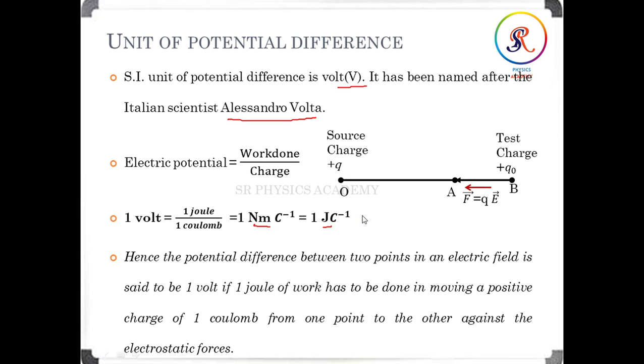In words, how do we write it? The potential difference between 2 points in an electric field is said to be 1 volt if 1 joule of work has to be done in moving a positive charge of 1 coulomb from one point to the other, against the electrostatic force. Clear? So 1 volt is equal to 1 joule by 1 coulomb. That is the written statement.